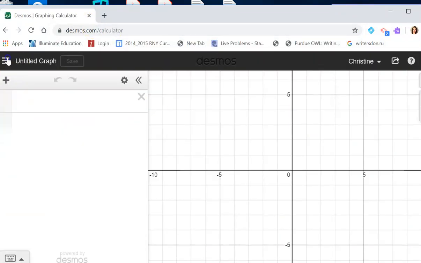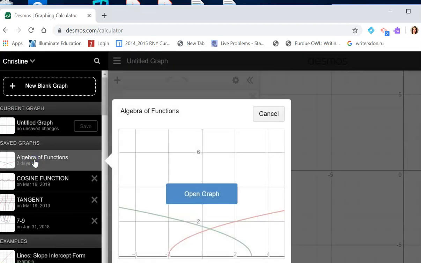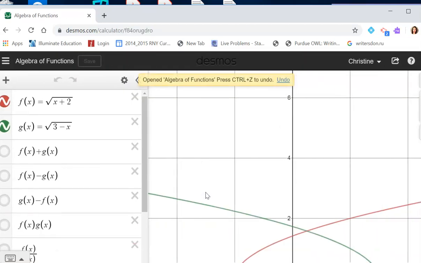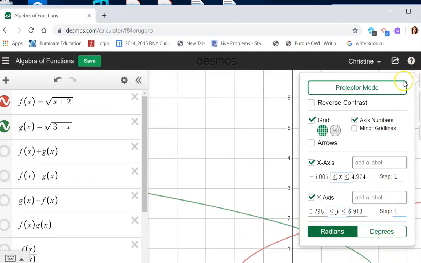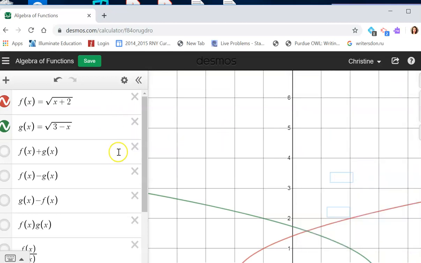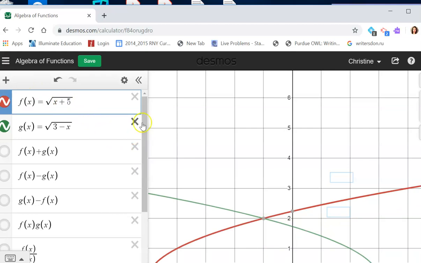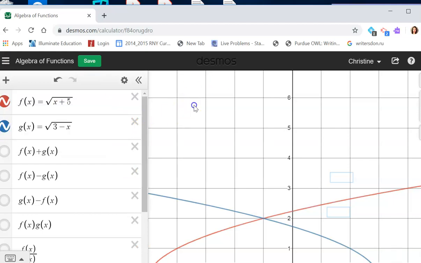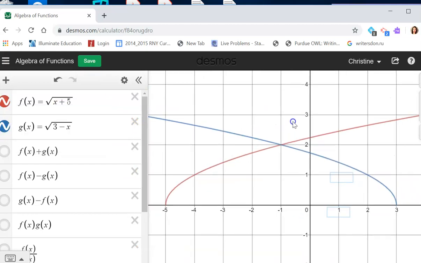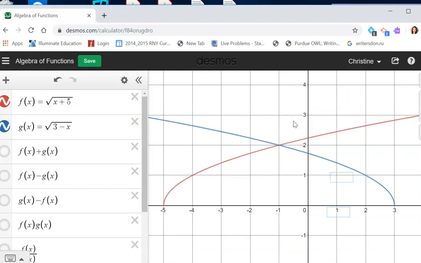Okay, so let me just take a look at this real quick. And this was x plus 5, right? Is your f of x, and I have that in red. And then my g of x was in blue, so I'll change that. Okay, and then here we have the picture of the two functions.